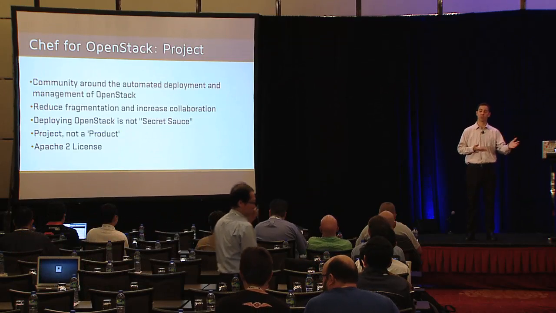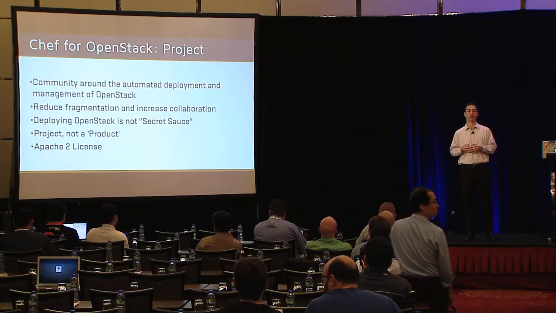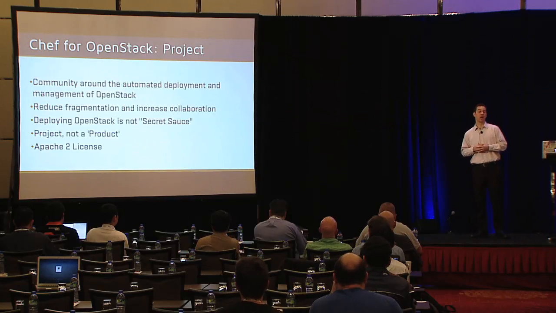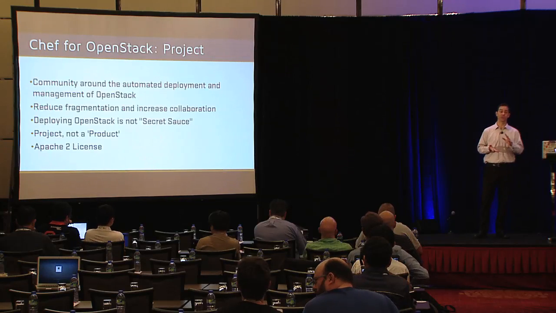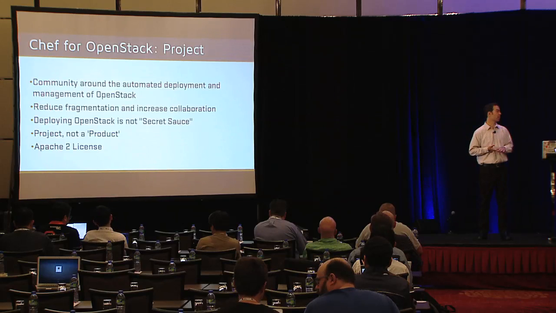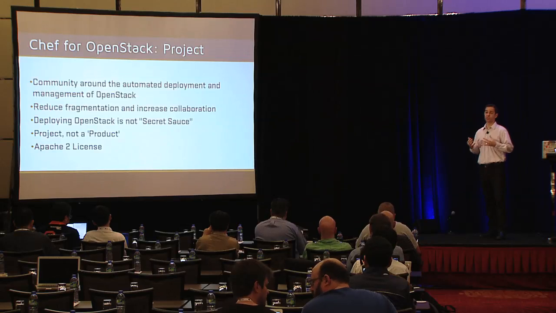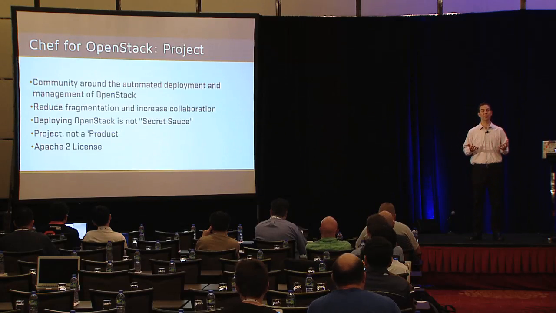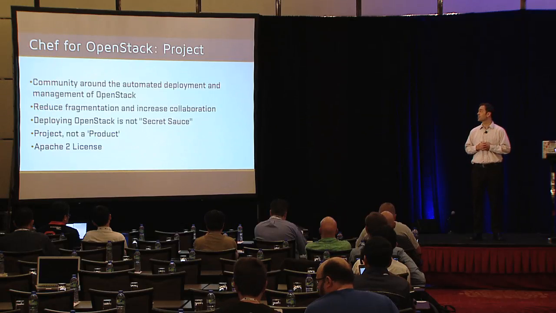So HP's public cloud, IBM SmartCloud, Rackspace Private Cloud: these are all built using Chef. There are a lot of other projects. Crowbar has Chef embedded in it. I'm sure I'm forgetting a couple others. But the idea really is Chef is a really great way to put OpenStack together because it's complicated. OpenStack is not simple to configure. It's not simple to manage.